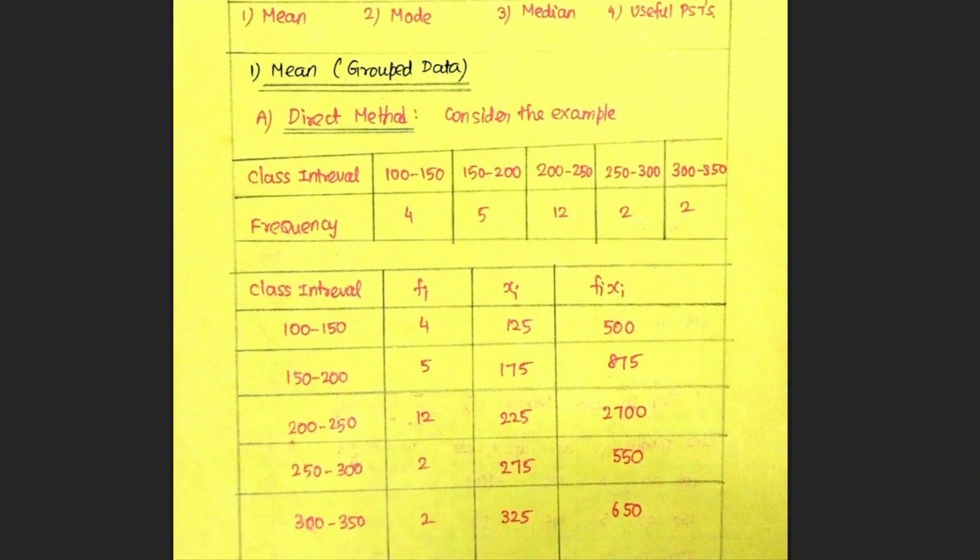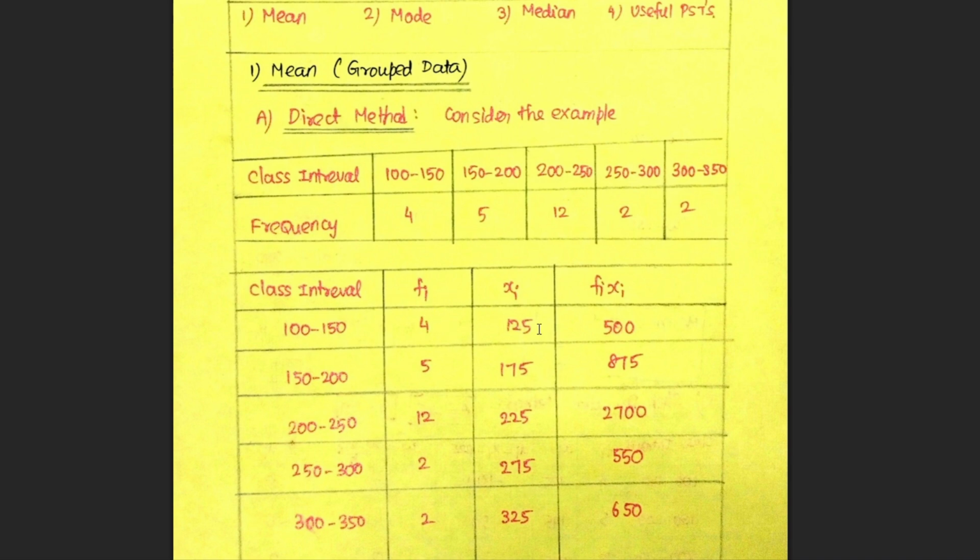It's a simple question. The class interval you can write in a vertical way, 100 to 150 till 300 to 350. Just copy the frequencies here. So xi is the middle value of each class. The middle value can easily be found by adding both limits and dividing by 2. 250 divided by 2 is 125. Similarly, 350 divided by 2 is 175. 200 to 250 means 450 divided by 2, 225. Like this you can find out, and now you have got this xi.